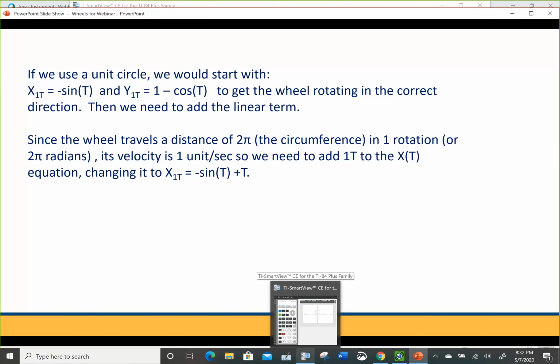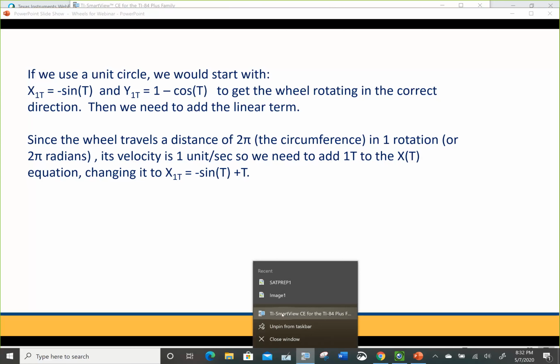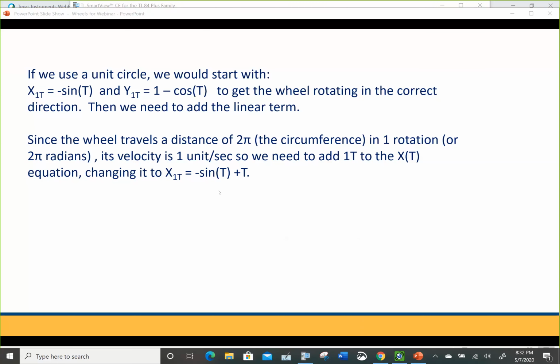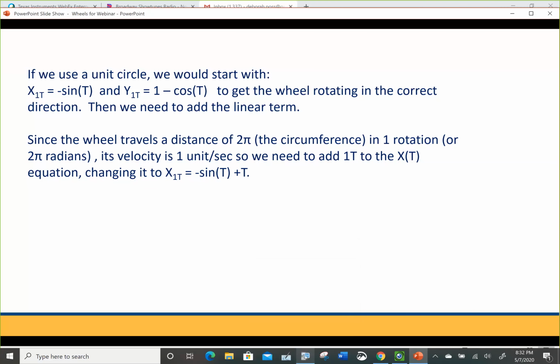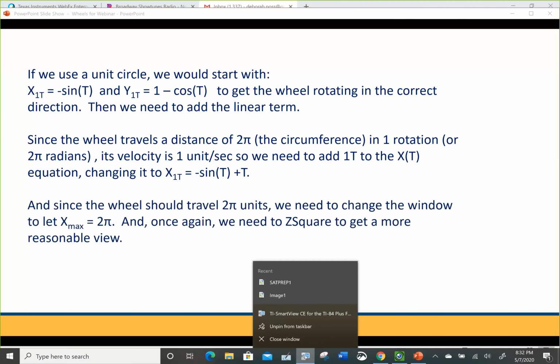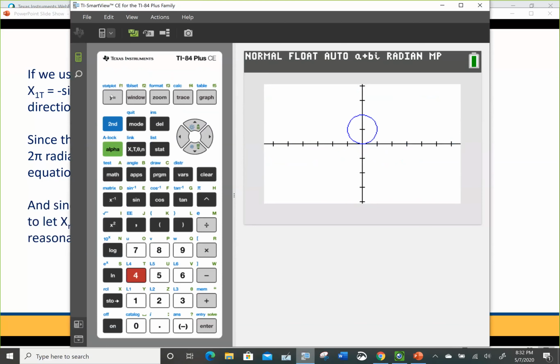Okay? So I'm going to go to the smart view back up again. Oh, come on, please. There. Sometimes my mouse sticks.